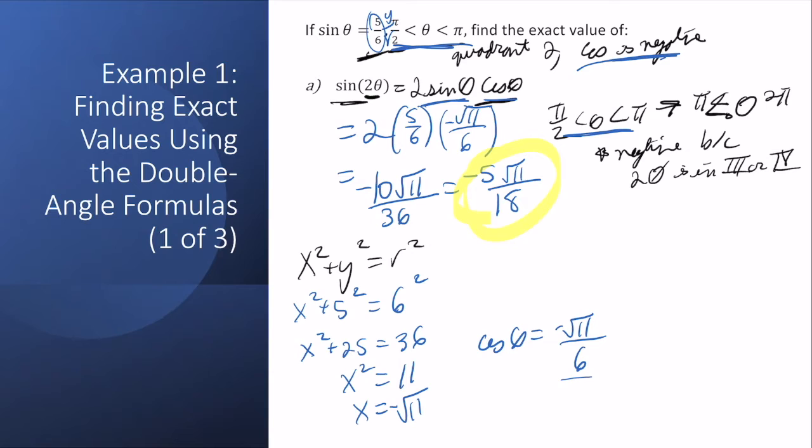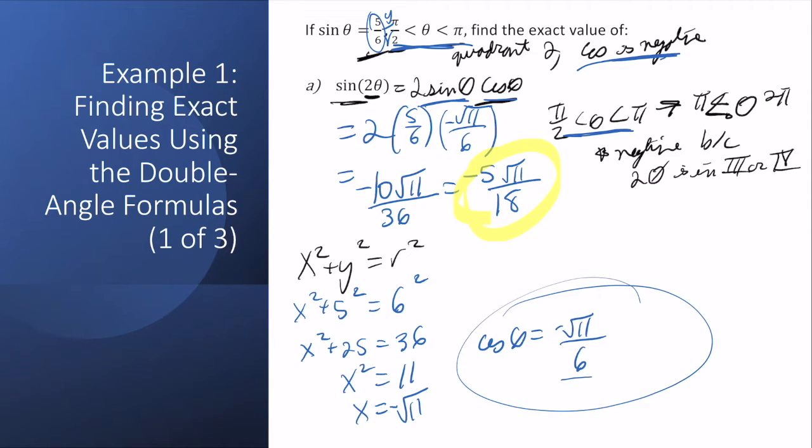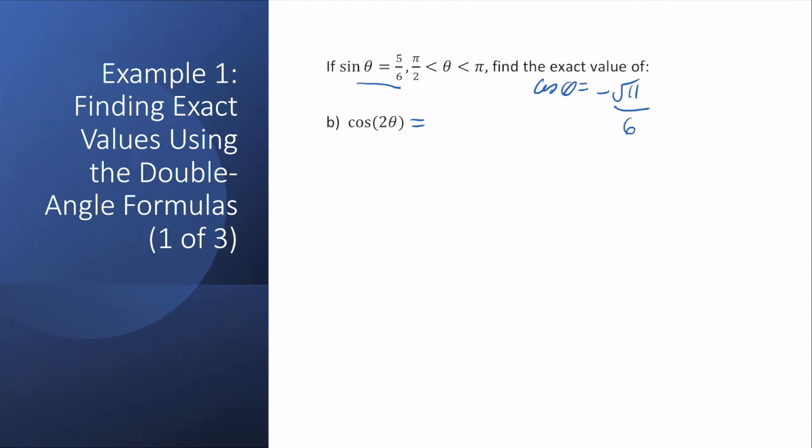Let's work through another example. What if I have cosine of 2 theta? Well, we already figured out that if I have sine of theta, that's 5 over 6. Our cosine theta was negative square root of 11 over 6. Remember, we figured that out right here. Here's my cosine theta. So now I can solve for cosine of 2 theta using any of the 3 cosine of 2 theta formulas I have. I'm going to use 1 minus 2 sine squared theta, because for this one you really only need to know the sine of theta.